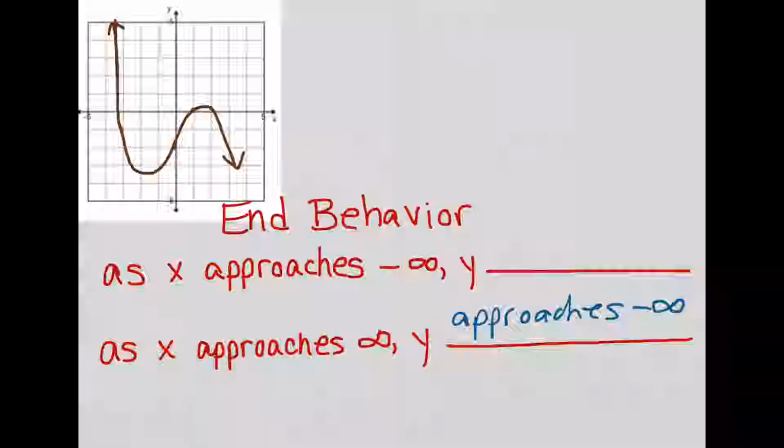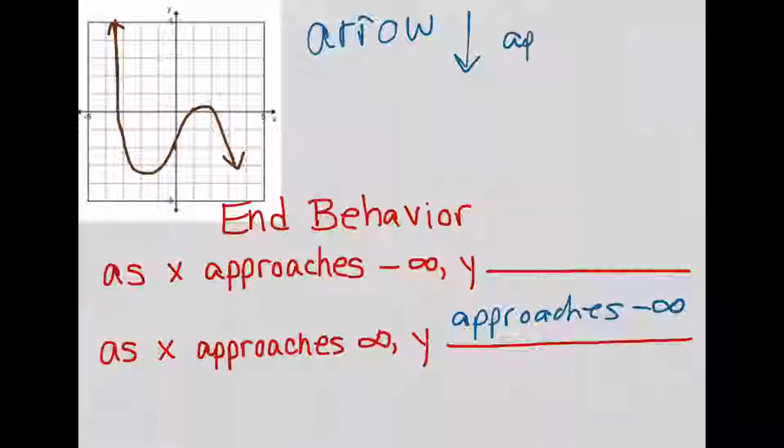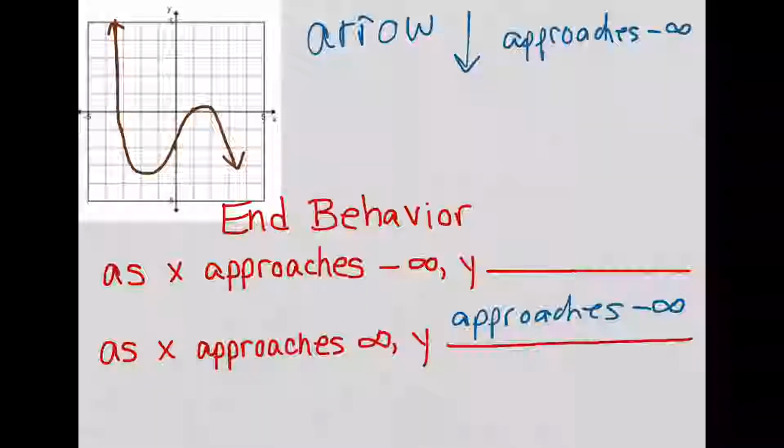Infinity is not a location. It's an idea that says keeps going forever and ever and ever. So it's going to just keep going, and it's getting more and more negative. Okay, so basically what I'm saying here is if the arrow is pointing down, then your graph approaches negative infinity.